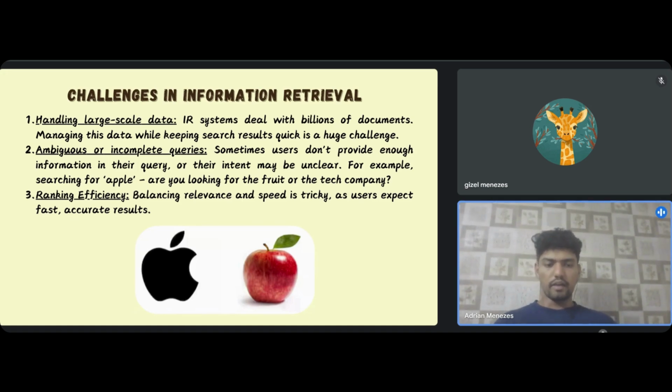And the third and final challenge is ranking efficiency. Achieving a balance between speed and accuracy is challenging. Users expect instant and highly accurate results, which can be difficult to maintain consistently over a long period of time.